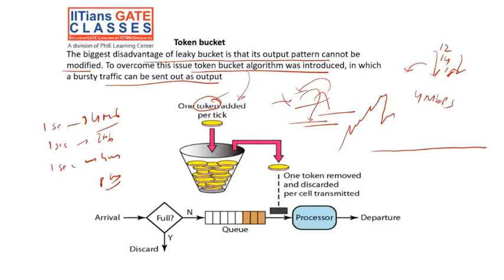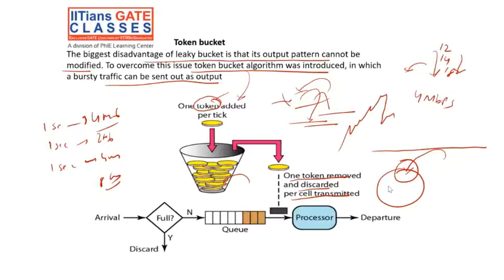So it's like this: one token is removed and discarded per cell transmitted. All the output rate control depends on the arrival rate of the token. There is an algorithm on the router, and in the algorithm there is an arrival rate of the token. Depending on the data or the capacity of the bucket, the arrival rate will be decided. If data is coming more, tokens will be more. If data is coming less, tokens will be less.